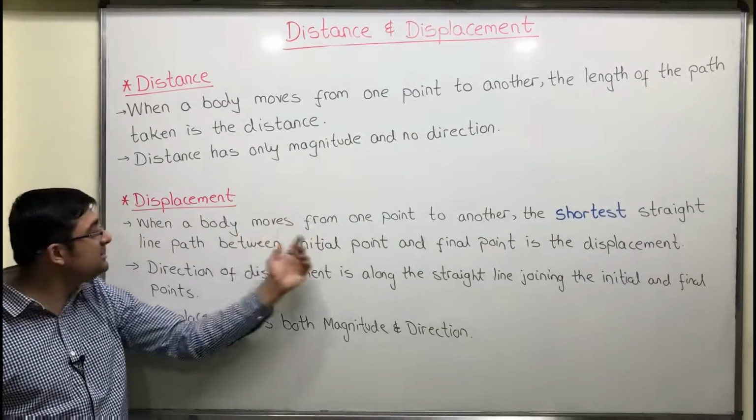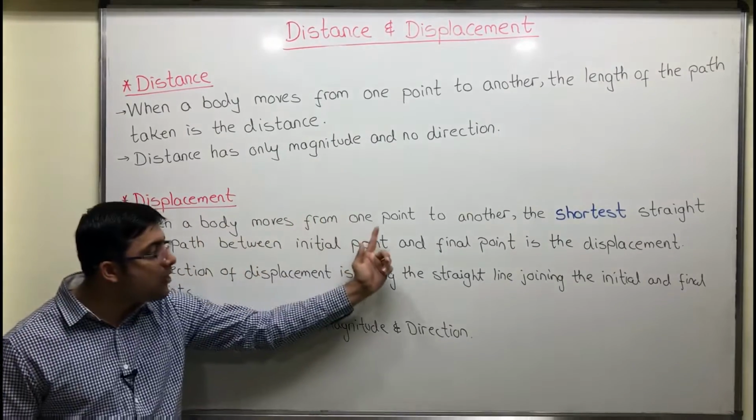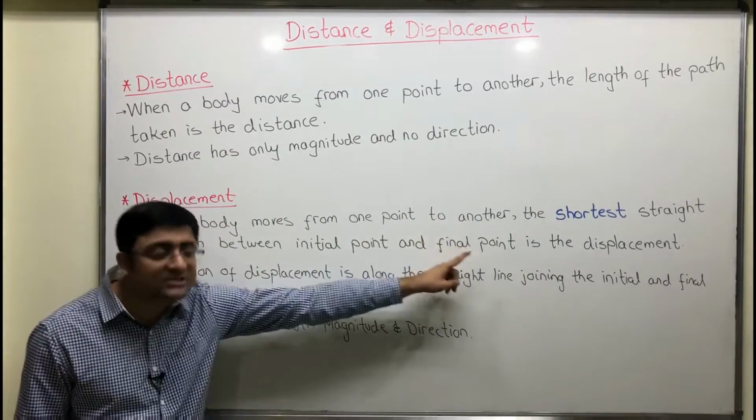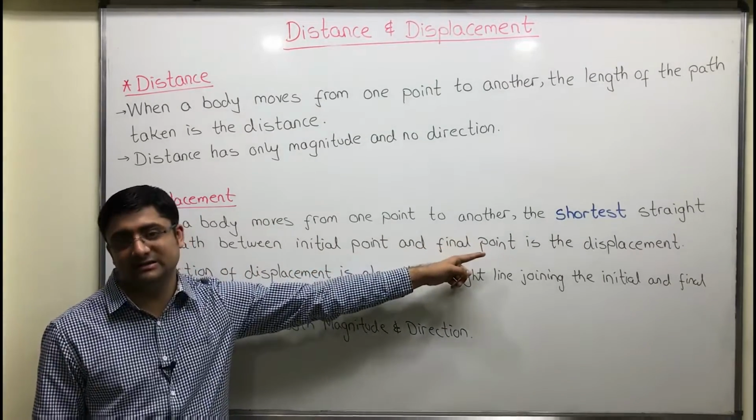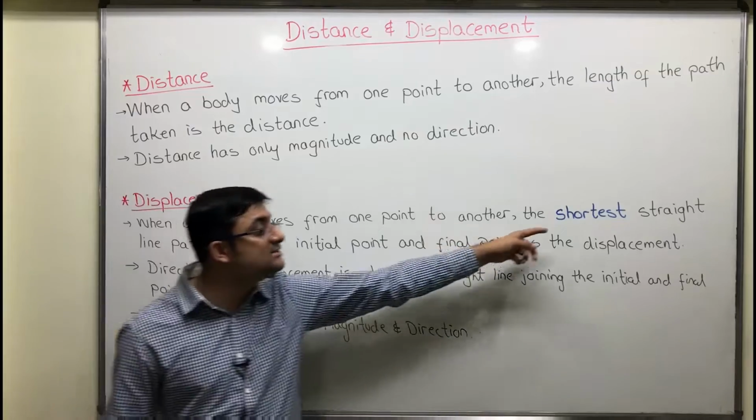Next, what is displacement? When a body moves from one point to another, the shortest straight line path between initial point and final point is the displacement. So the key over here, guys, is the word shortest.